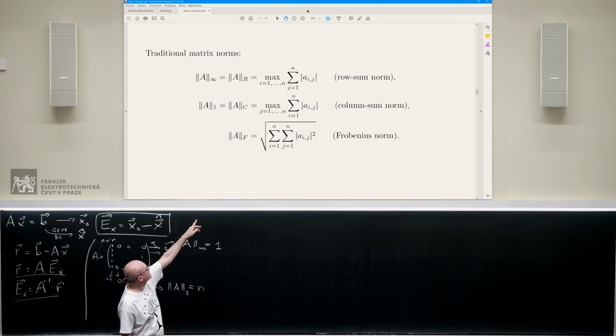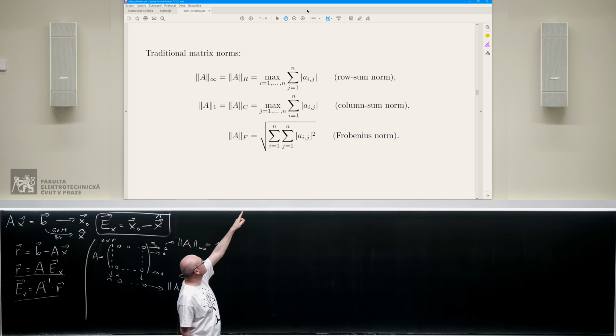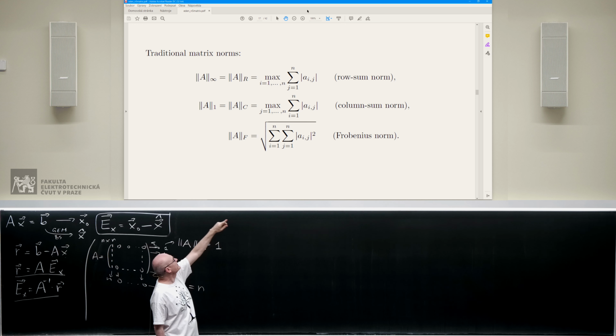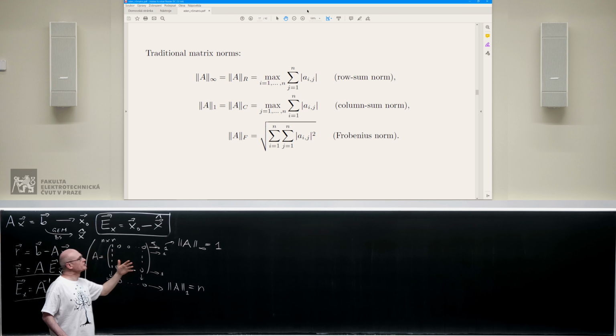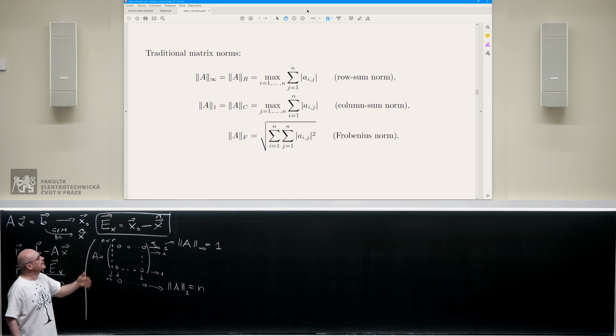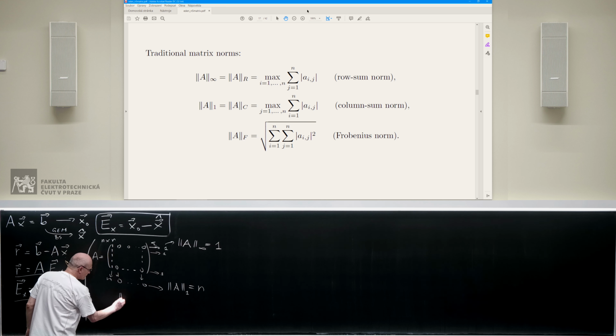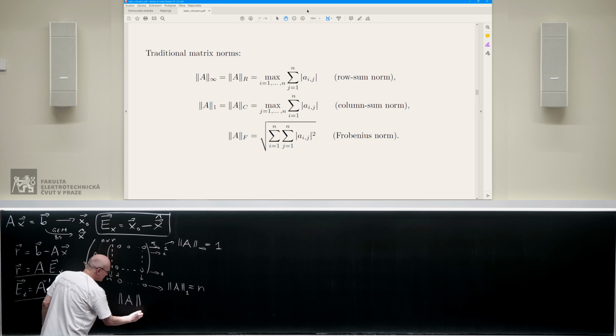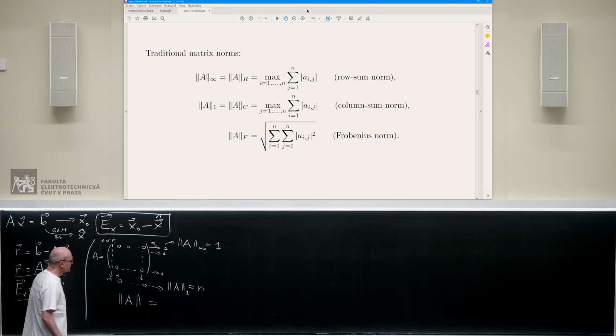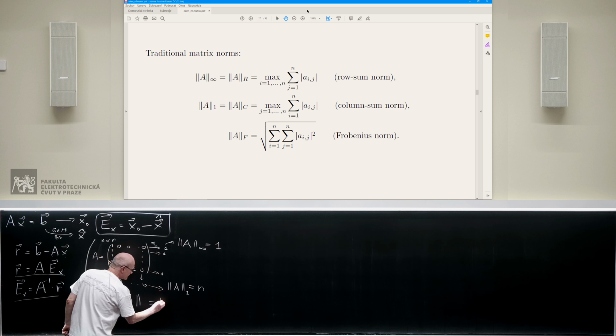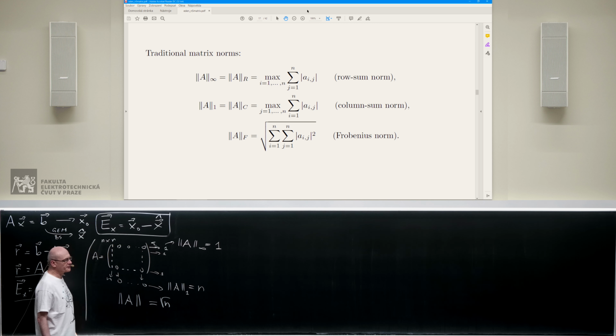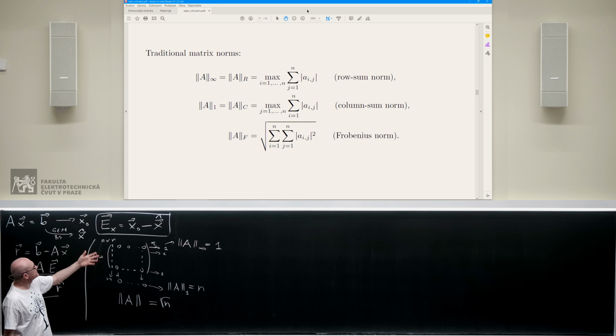Now we have something familiar. We take all the entries in the matrix, square them, sum them up, and then take the square root. That's something which looks like the usual norm of a vector, and now we are applying it to matrices. Wonderful. What is this kind of norm of the matrix A? Well, I square everything, then I sum it up, and I get n, and then I get the square root of n, and I'm done.